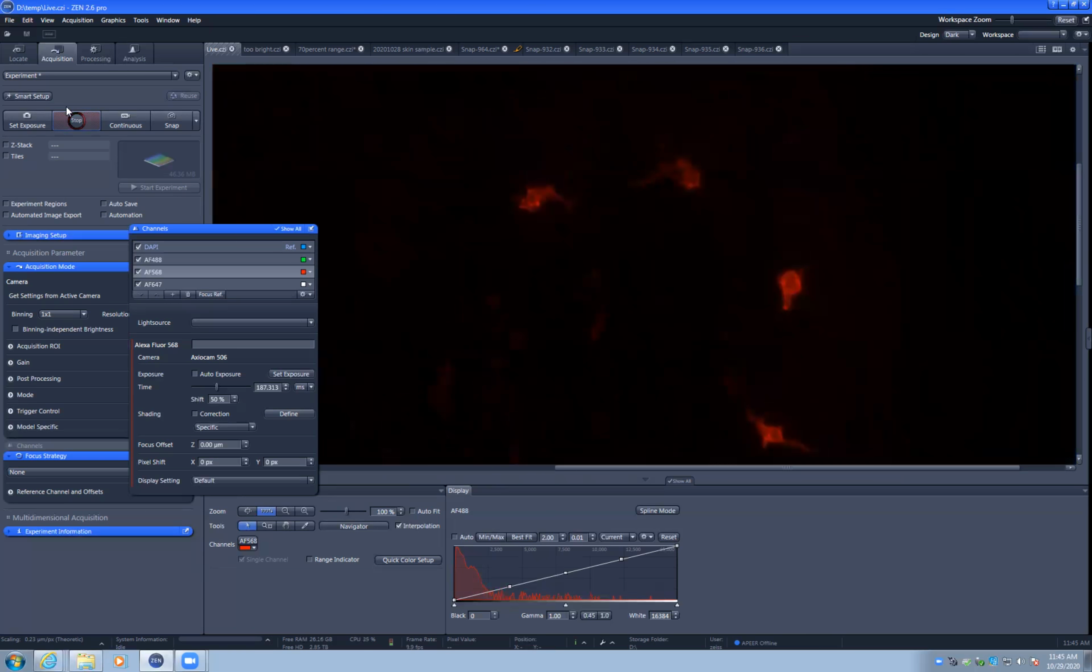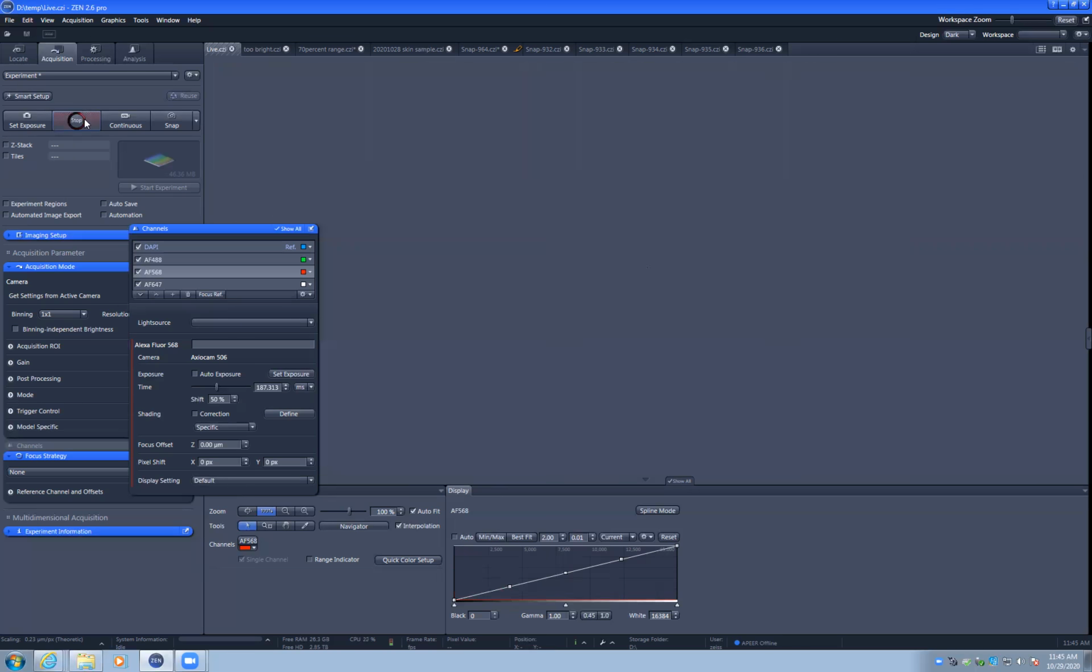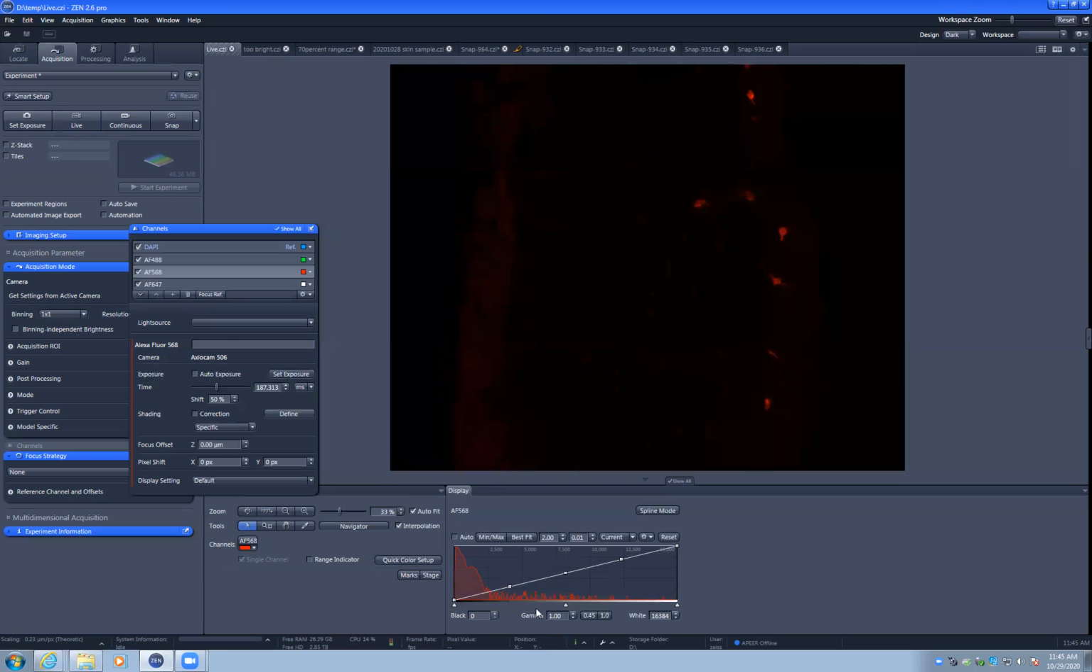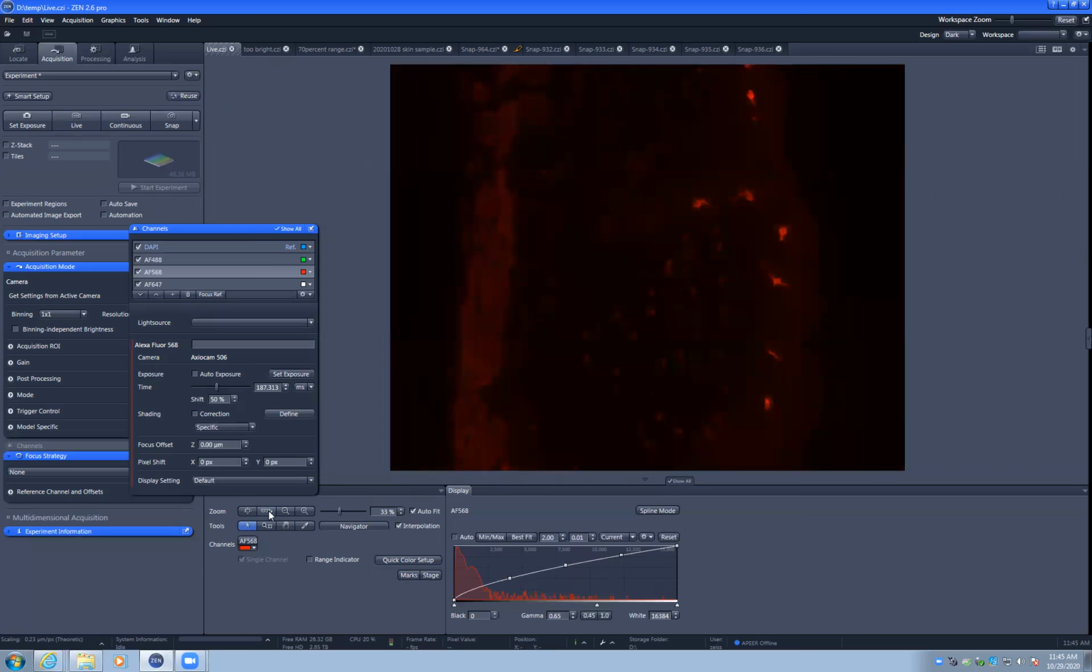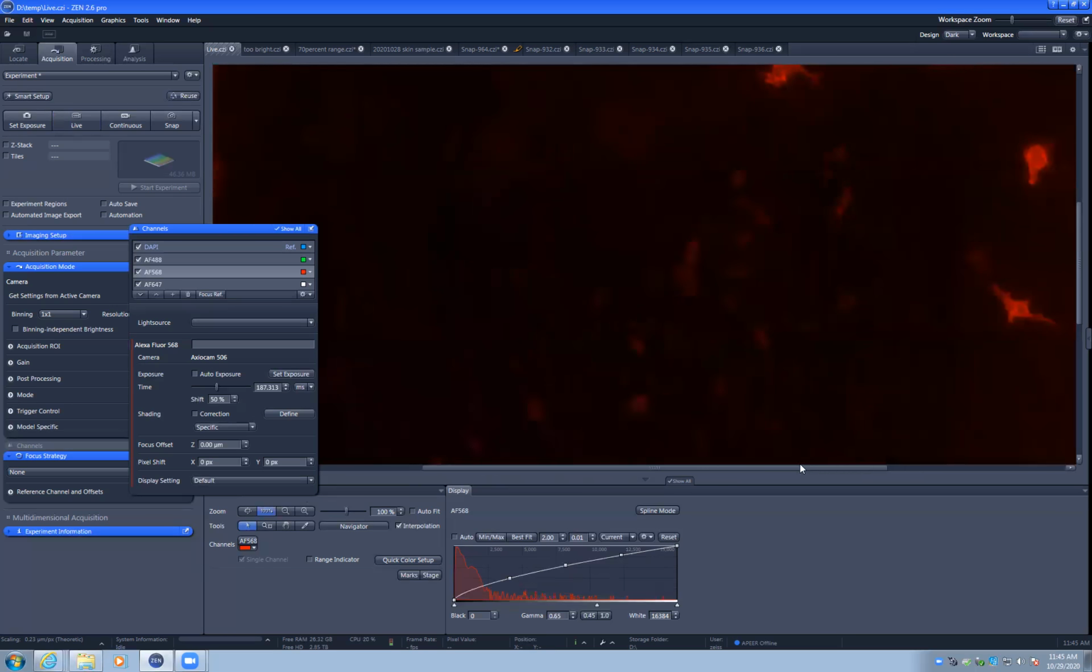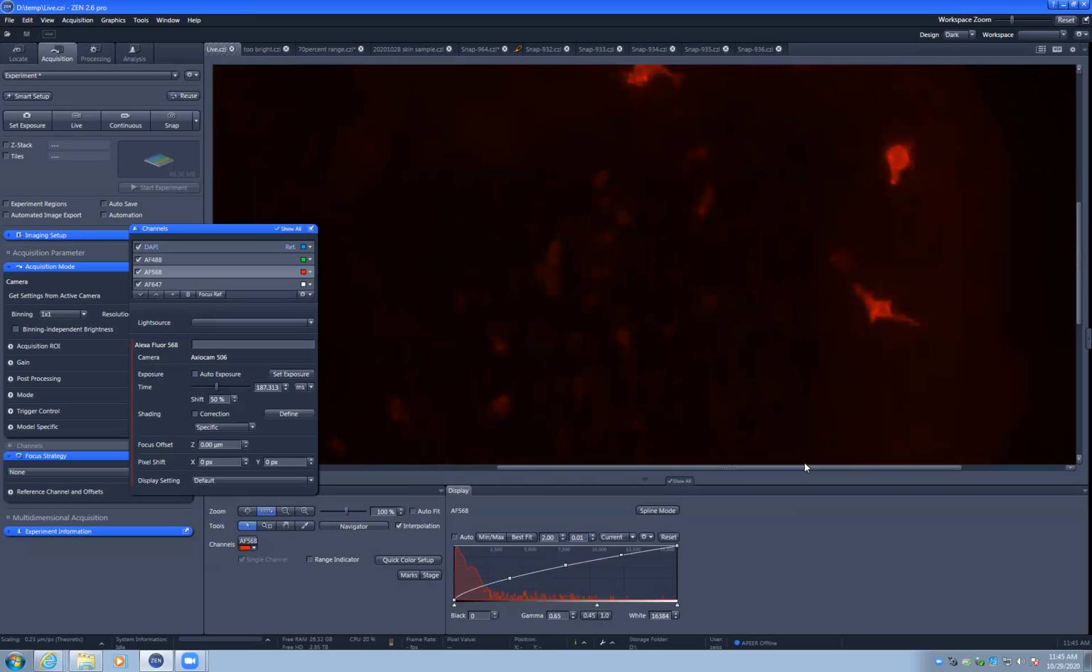What I really should have done is either hit live to get a picture and immediately turn it off. And then I could have done things like adjusting the contrast or zooming up and moving around. Or what a lot of people like to do is turn off the other channels and hit the snap.